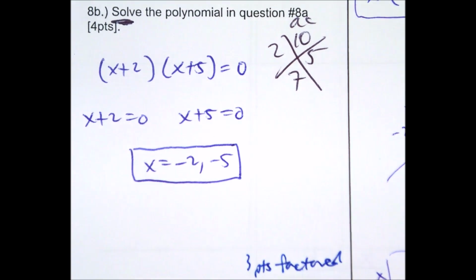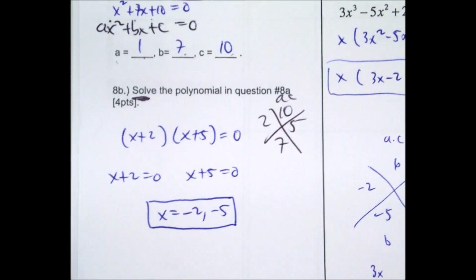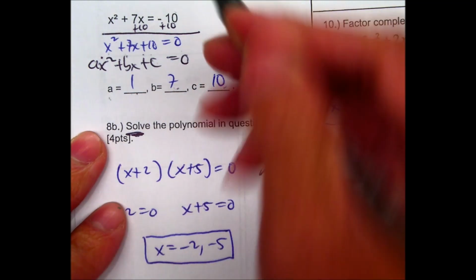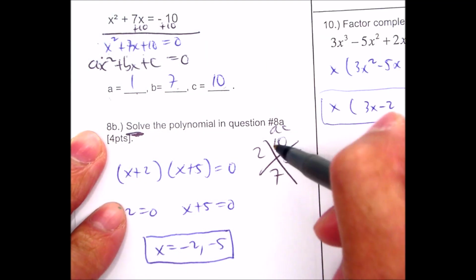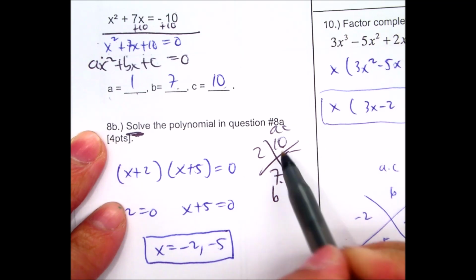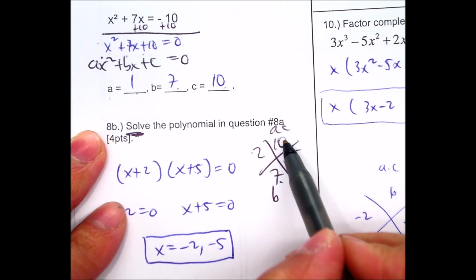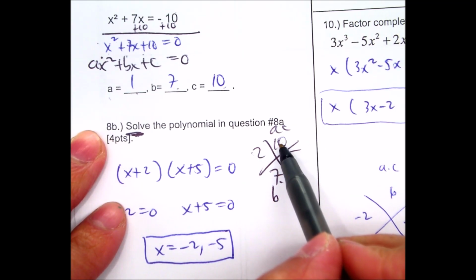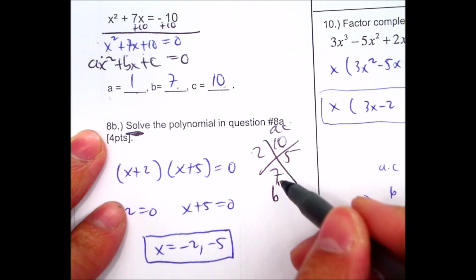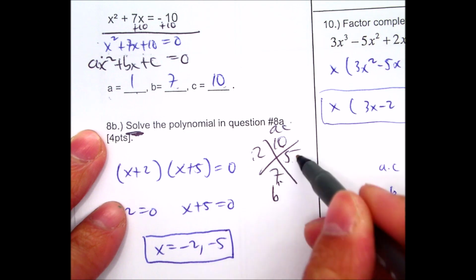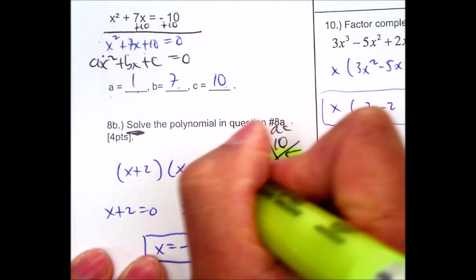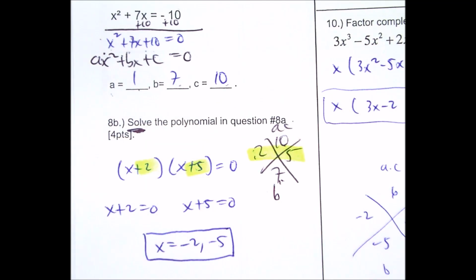Letter B says to solve. So if I take what I have above, x squared plus 7x plus 10 equals 0, A times C is 10, your B value is 7. Two numbers that multiply to be 10, which is A times C, and these two numbers will add to your B value. Because my A value is equal to 1, you can put them in right away. Don't have to do the box.